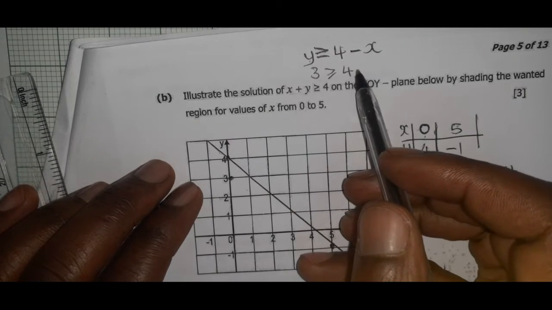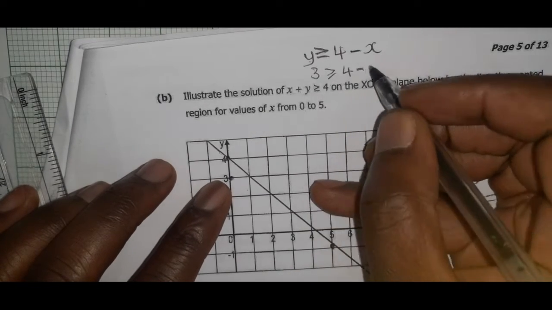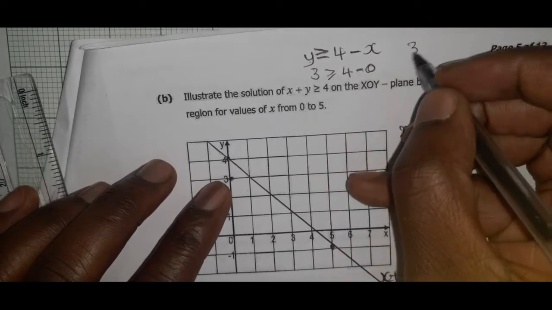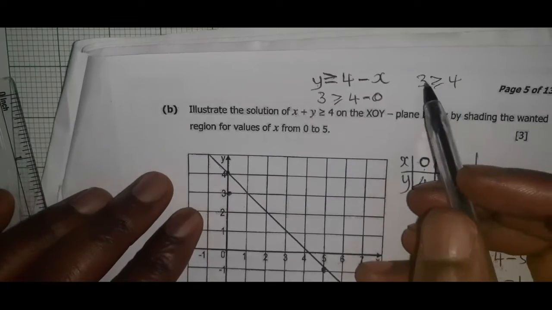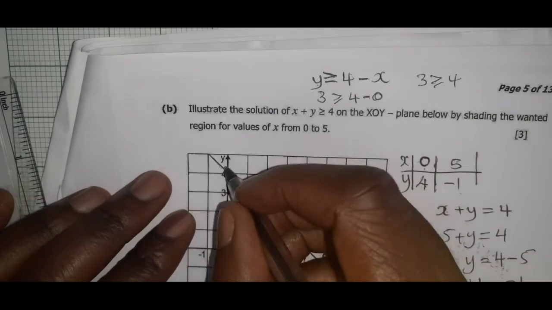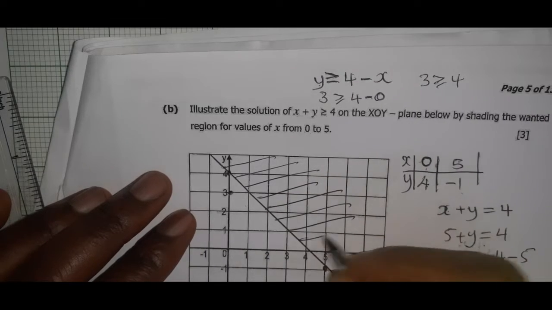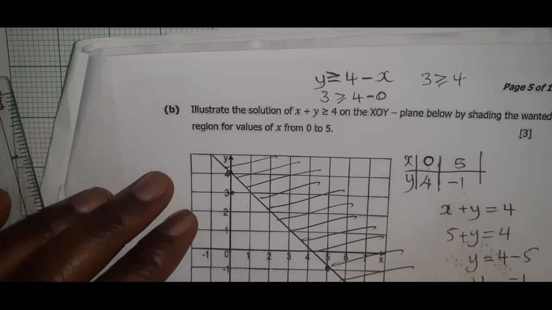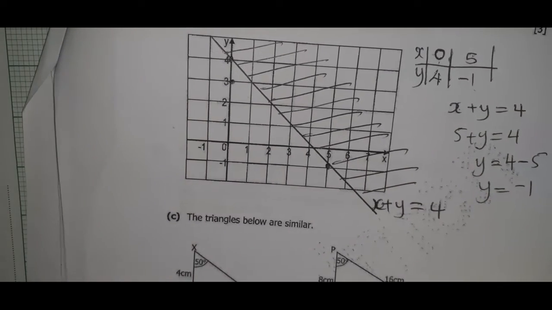What is the x coordinate? The x coordinate is 0. So you have 3 greater than or equal to 4. Is this true? No, this is false. So automatically it tells us that the region that must be shaded is this one that is on top here. This is what you are supposed to shade.